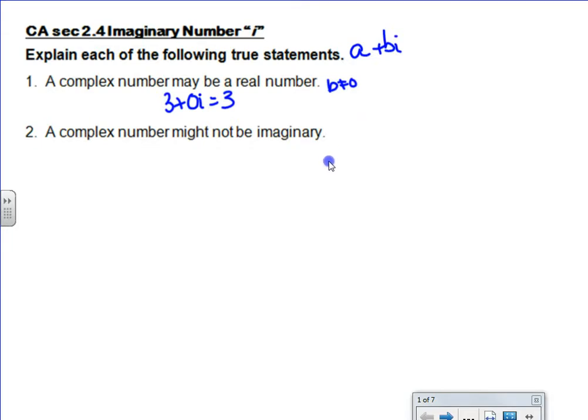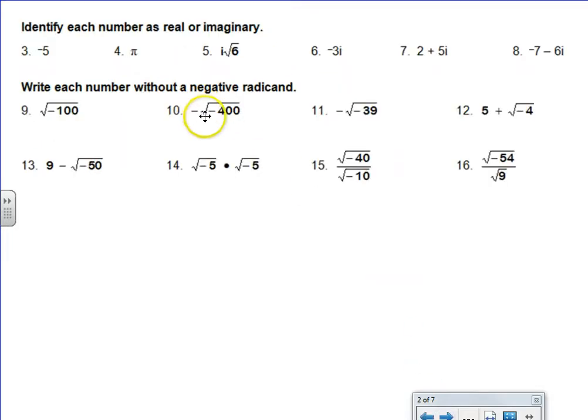I think that's the same question. So we're going to move on.